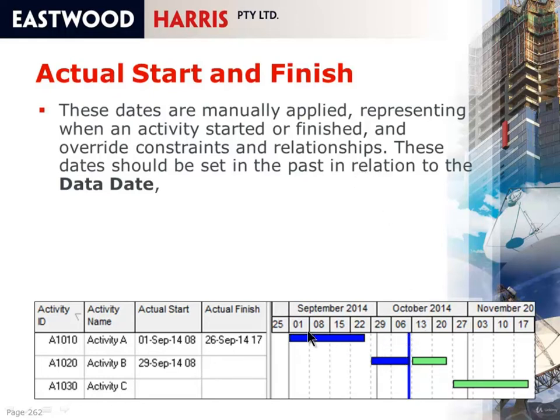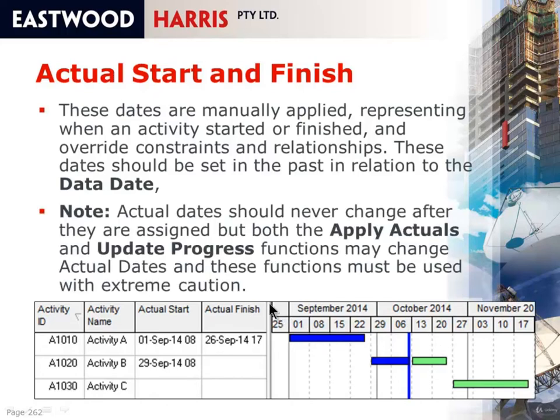So if this is the data date, one would normally type the actual start and the actual finish in the past, because if it's in the future, then the activity could not have been finished. So the actual date should never change after they've been assigned, but in P6 you'll find both the apply actuals and the update progress functions may change these actual dates, and these functions must be used with extreme caution. So once you've assigned actual start and actual finish of a completed activity or the actual start of an in-progress activity, you must be careful about using apply actuals and update progress functions because these dates may get changed. And we'll explain why in a minute.